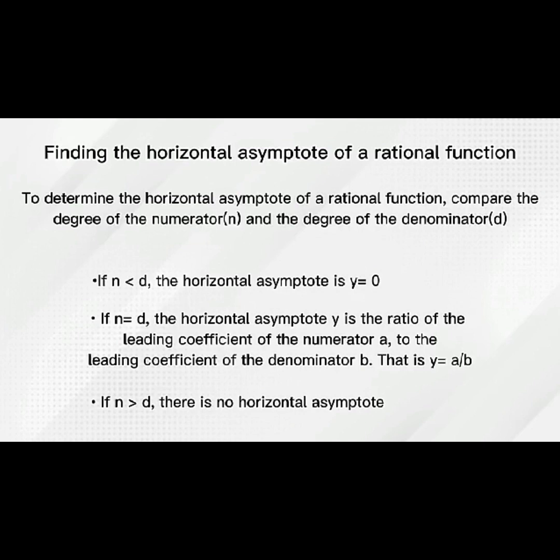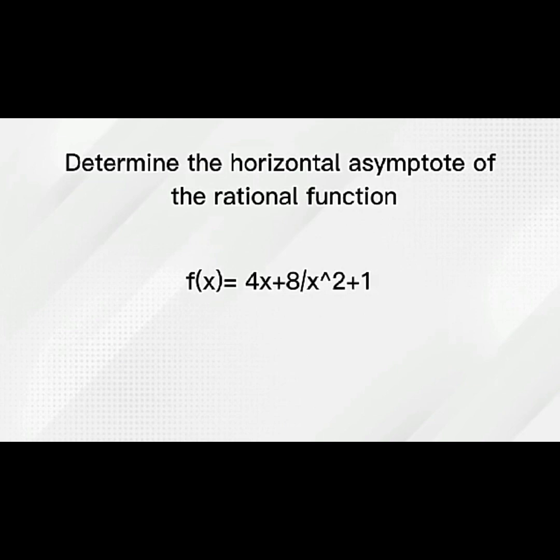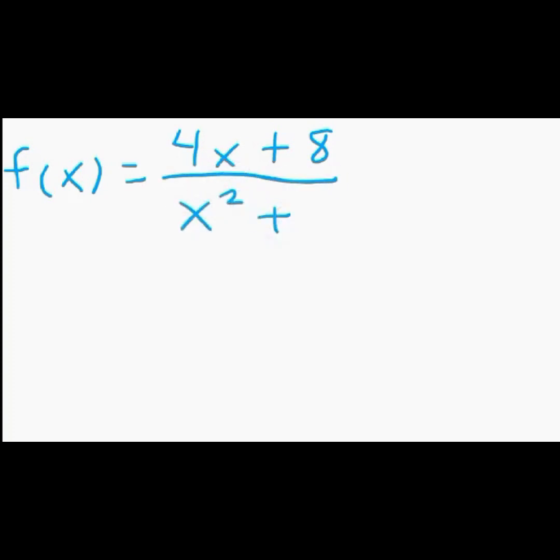And lastly, if the degree of the numerator is greater than the degree of the denominator, there is no horizontal asymptote. Here is an example of horizontal asymptote. Determine the horizontal asymptote of the rational function f of x equals (4x plus 8) over (x squared plus 1). So, to find the horizontal asymptote, first, copy the given, which is f of x equals (4x plus 8) over (x squared plus 1).